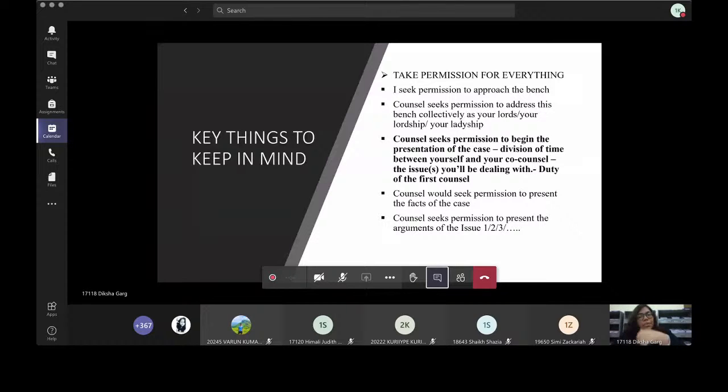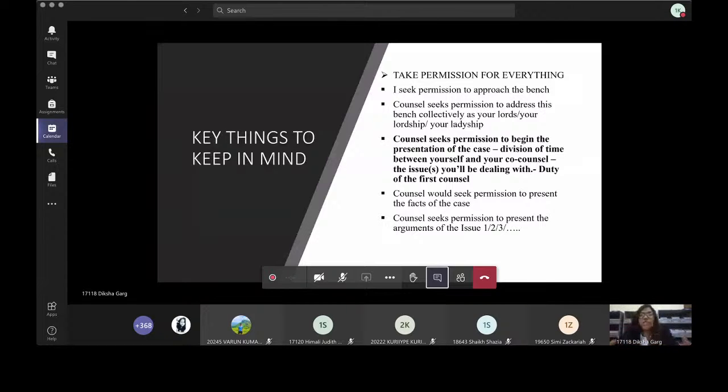Now, the first counsel, which is the first speaker. During the course of the moot court, the speakers do not refer to themselves as speakers, but counsels. So the duty of the first counsel is to seek permission to begin the presentation of the case. Second, you talk about the division of the time and issues.